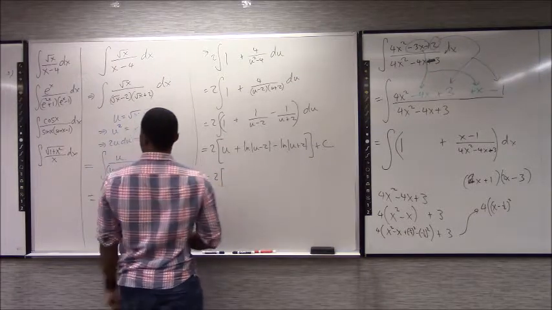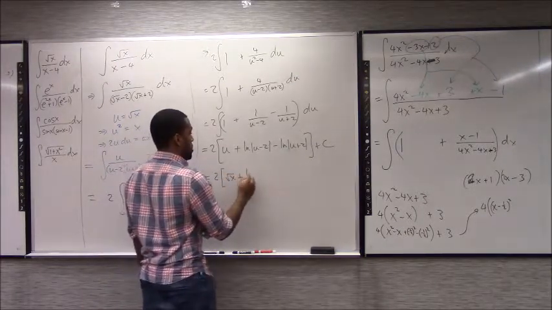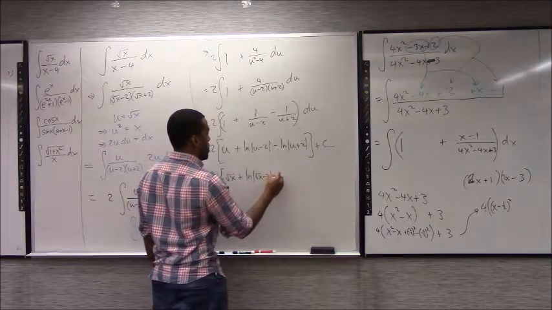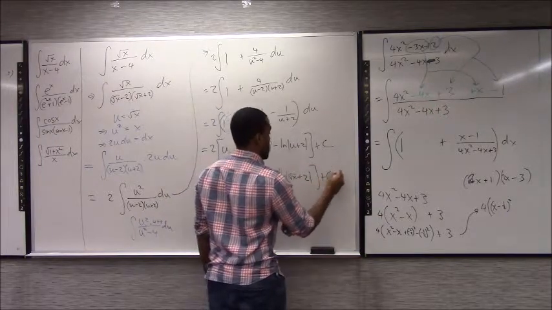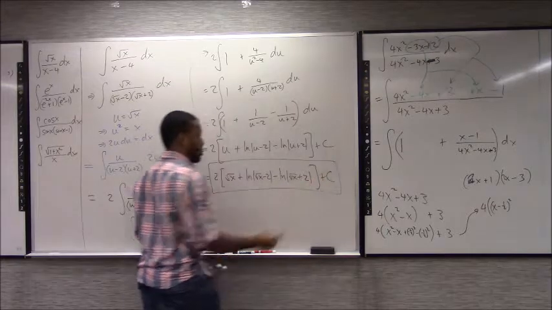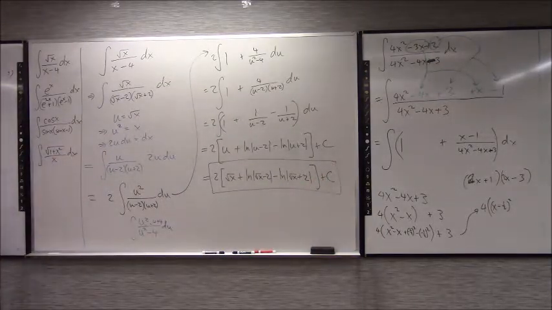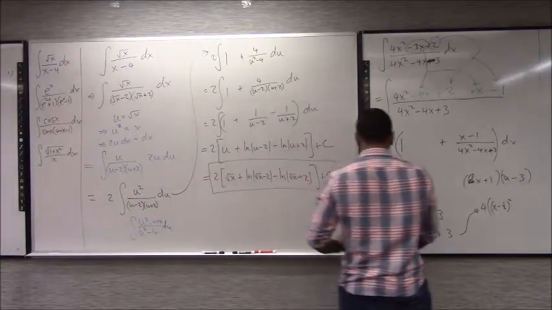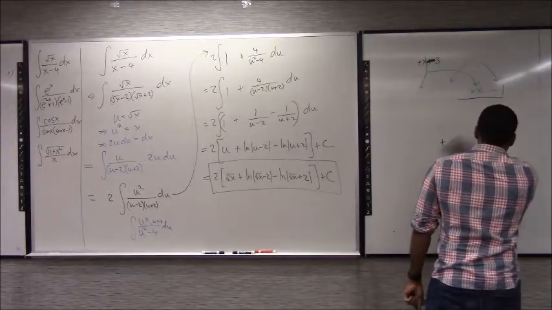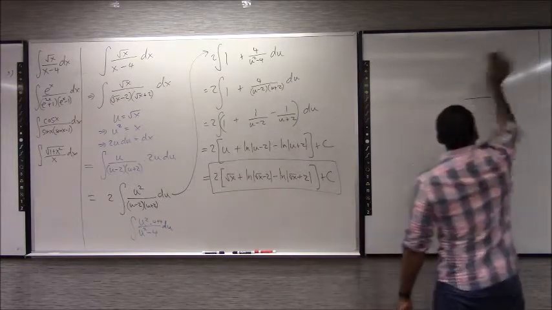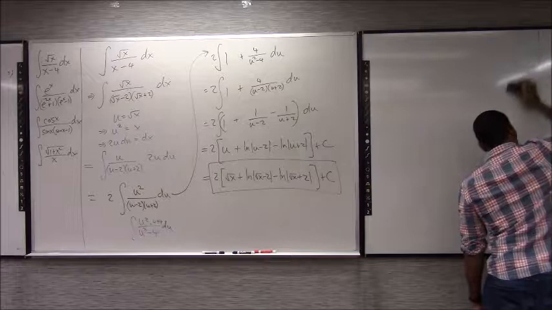So this is 2 times our u was radical x. So this is radical x plus ln of radical x minus 2 minus ln of radical x plus 2. Kind of running out of time, so let me show you how to start off the others. Even though technically I did enough, so we'll make the partial fractions homework due for tomorrow.